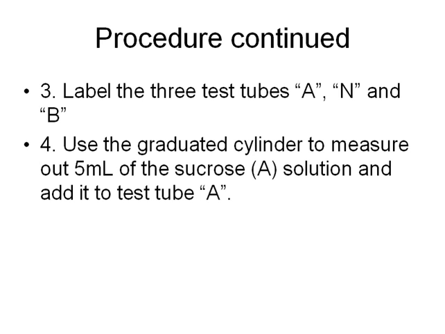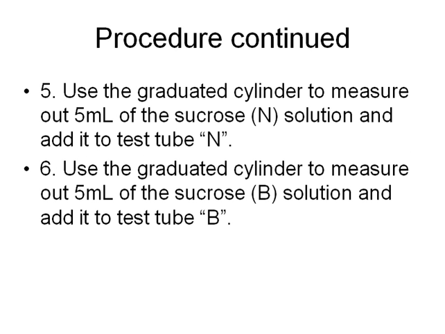Number 4, use a graduated cylinder to measure out 5 milliliters of sucrose A solution and add it to test tube A. Use a graduated cylinder again to measure out 5 milliliters of sucrose N solution and add it to test tube N. Now it's really important that you rinse out your graduated cylinder in between.